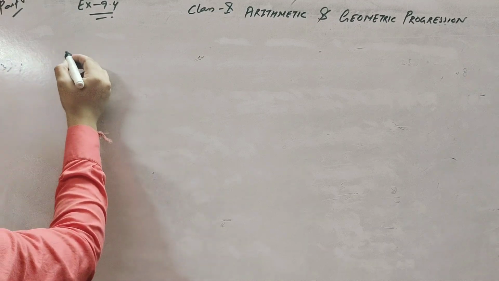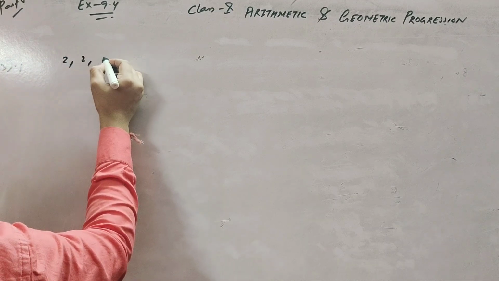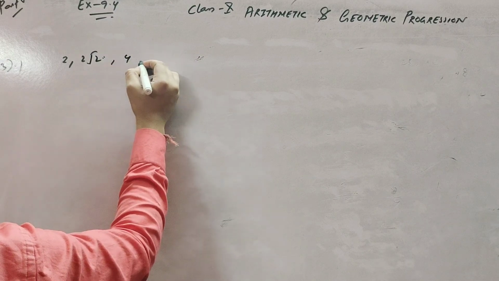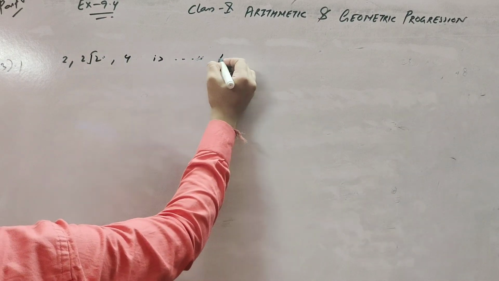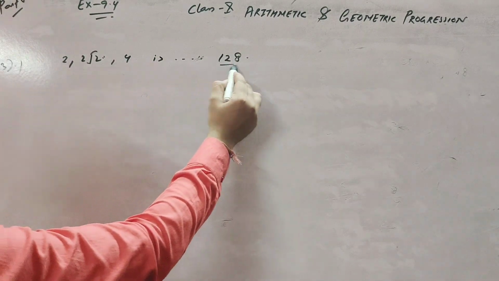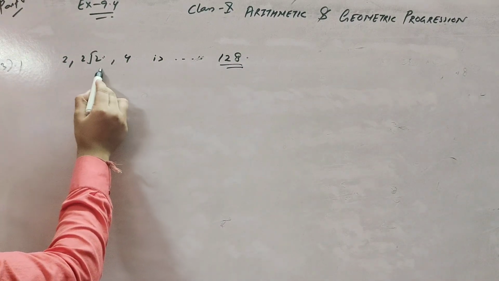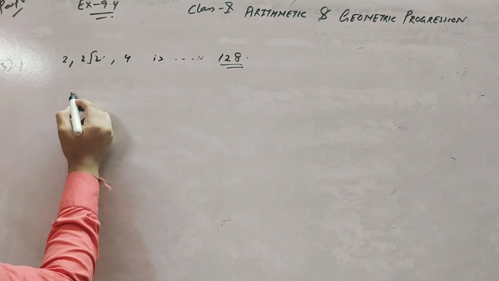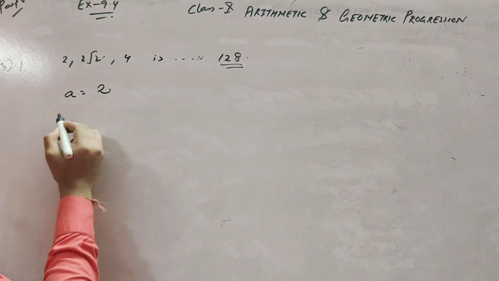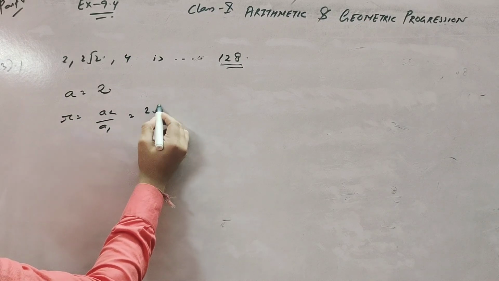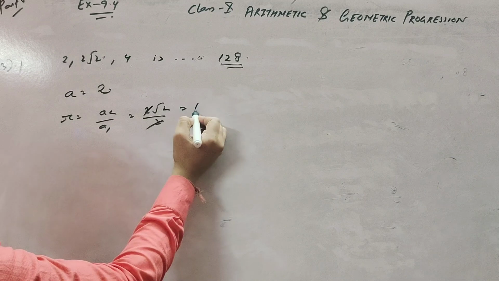Part 1: 2, 2 root 2, 4, up to 128. Which term of the GP is this? This is the first term, this is the second term, this is the third term. Which term of the GP is this? So a is 2, r is a2 by a1, that is 2 root 2 by 2, the 2 cancels, equals root 2.